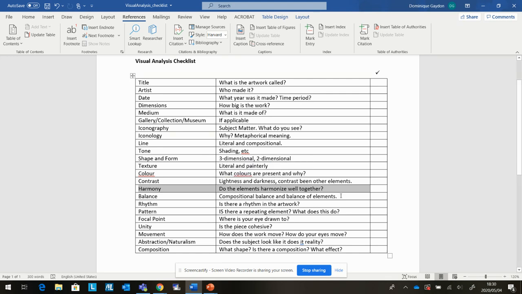Why not? Balance, the compositional balance of the elements. Is the painting super heavy in one way or another? Does this add to the atmosphere? Does it take it away?